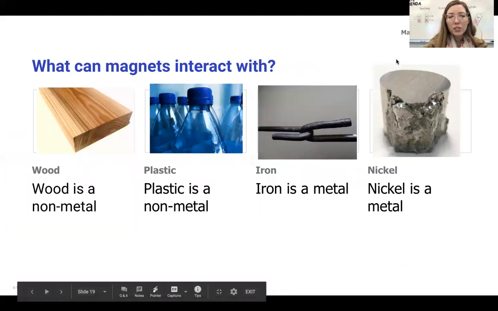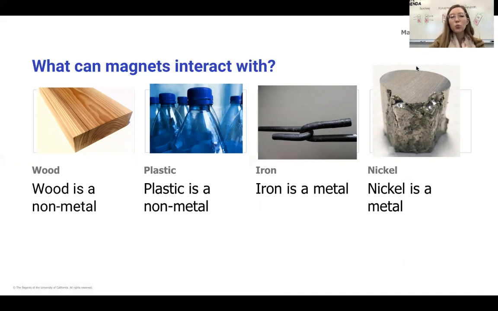Okay, so now we're going to move into the next magnet rules, which have more to do with what other things, besides other magnets, the magnets interact with. Something important to note about magnets is that they do not interact with non-metals. If you look at a couple of different objects here on the screen, we have non-metals and metals. Wood is an example of a non-metal, and so is plastic. These do not have any metal properties, whereas iron and nickel are metals that magnets interact with. Those are important to remember as examples of things that magnets do interact with.